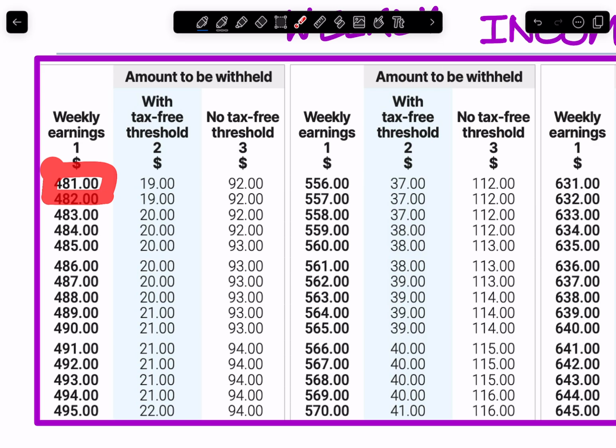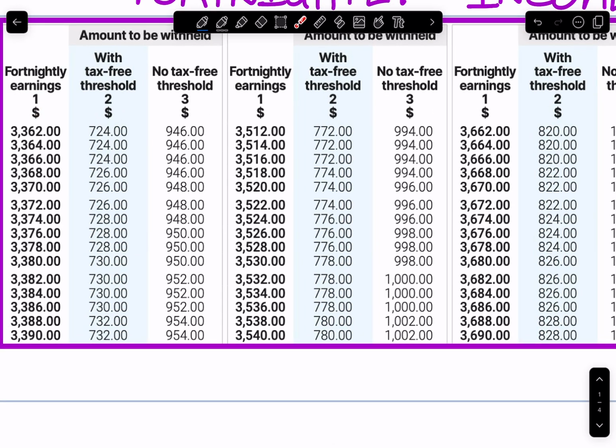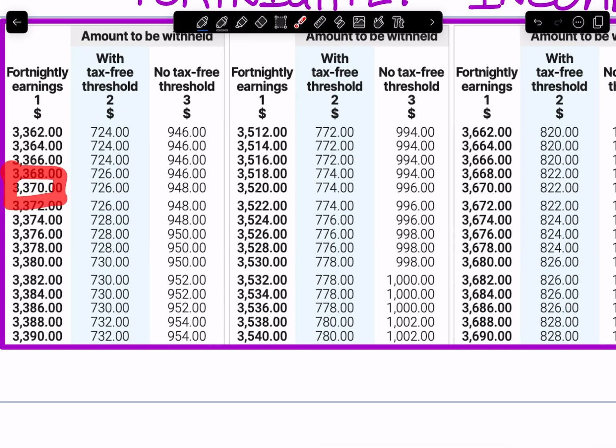If a person was supposed to earn $481, $19 is automatically taken out from their bank account. So as another example, if a person were supposed to earn, say, $3,370, that is not what lands in their bank account. It is first subtracted by this tax-free threshold amount. After the difference is found, that is the net income, and that is what lands into this person's bank account.